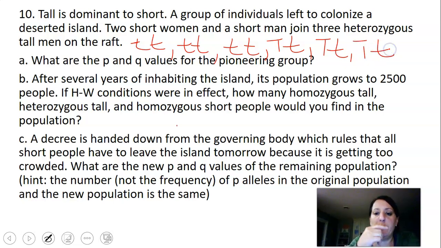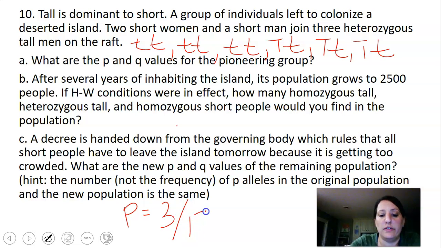Okay, so there's all the people. There's 1, 2, 3, 4, there's 6 of them, or 12 total alleles. So let's find the P and Q values first. P is going to equal the number of tall alleles, which is 3, divided by the total number of alleles, which is 12.